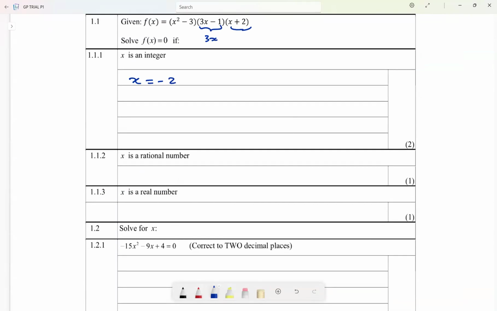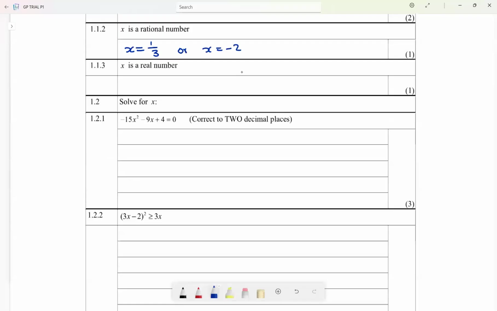If I check my options there, I see this one here: 3x is equal to 1, and then x is going to be equal to 1/3. So x needs to be 1/3, or x needs to be -2. Remember, -2 is the same as -2 divided by 1, so it also qualifies to be a rational number. And for real numbers, 1.1.3, x is a real number.